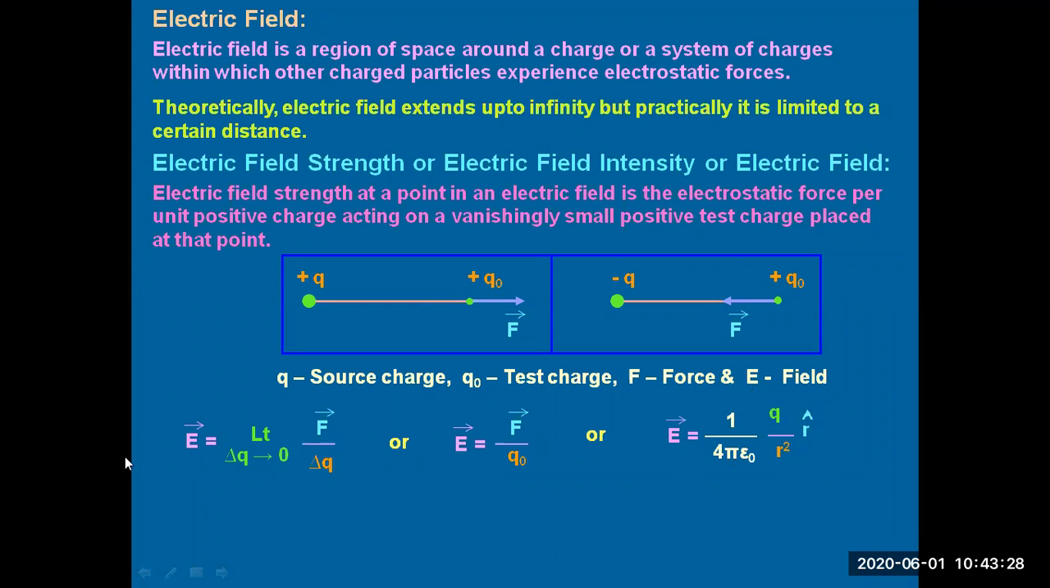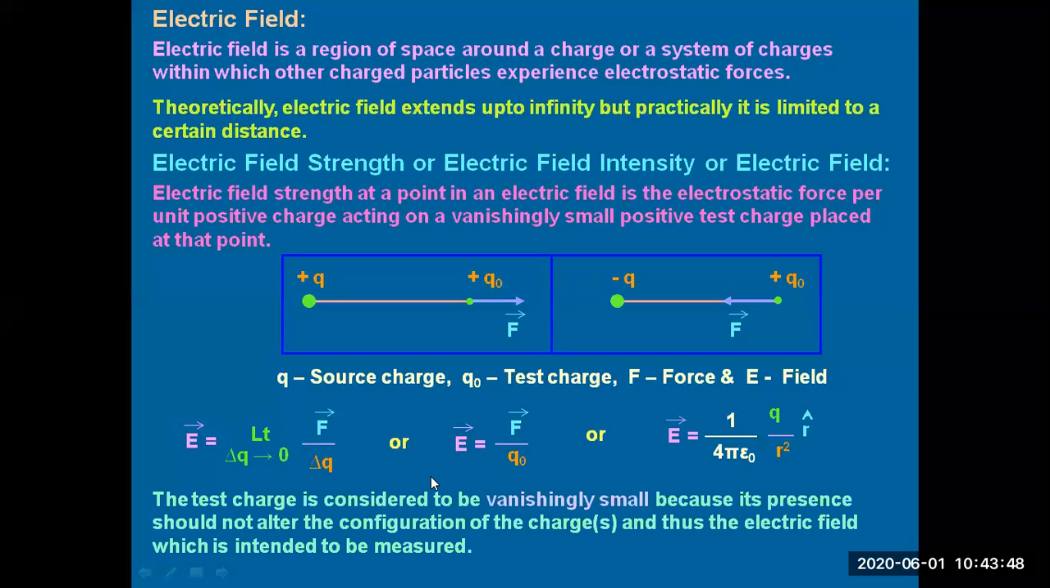So there are 3 formulas. One is in terms of limit. The second one is just in terms of test charge, that is Q naught. The third formula is in terms of your Coulomb's law. And all these 3 formulas are for the electric field strength or electric field intensity.